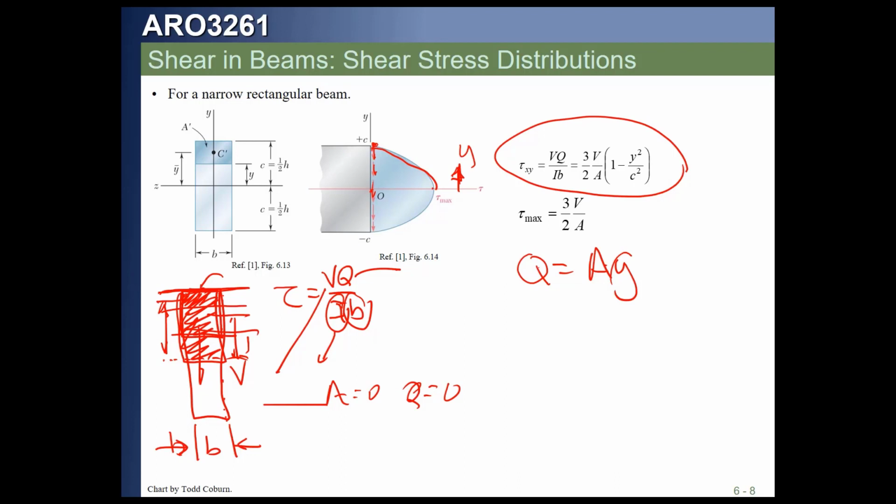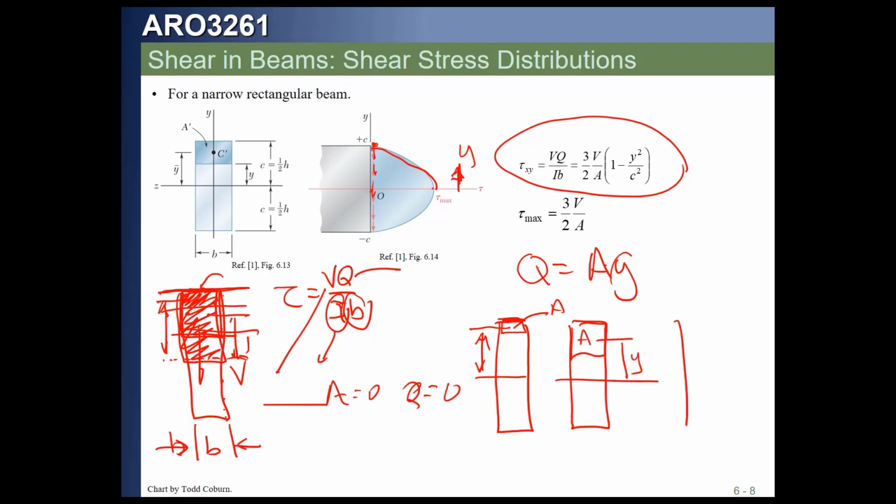So if we look at the upper piece, remember the Q up here is 0, but if we take the next little strip, this Q is going to be small. It's going to be the area of that. If we go a little further down, this Q is going to be this area and this Y. This Q is going to be this area and this Y. And if we want the Q at the centroid, the CG, then actually it's this area times this Y.